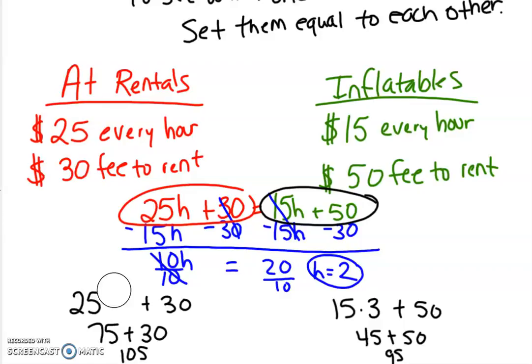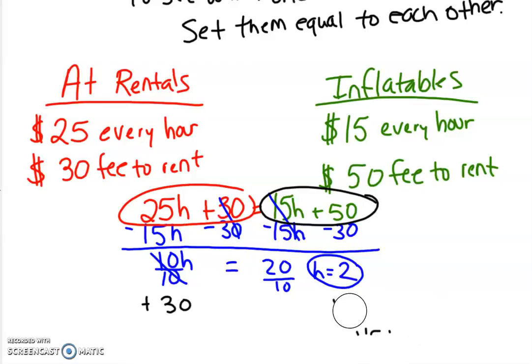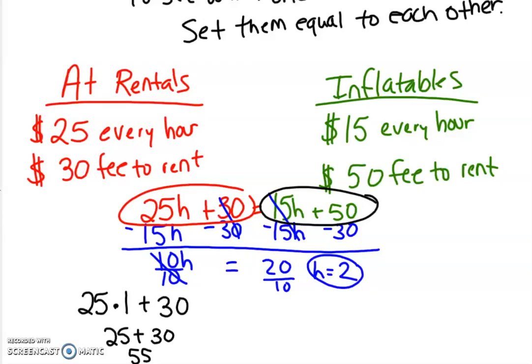Let's try just for 1 hour. So for 1 hour, you're going to say $25 times 1 hour plus $30 to rent it. So 25 plus 30 is 55. 15 times 1 hour plus 50. $15 plus 50 is 65. So if you did 1 hour, A Plus Rentals would be cheaper. If you did 2 hours, it would be the same. And if you did over 2 hours, then this rental company, Inflatables, would be cheaper.